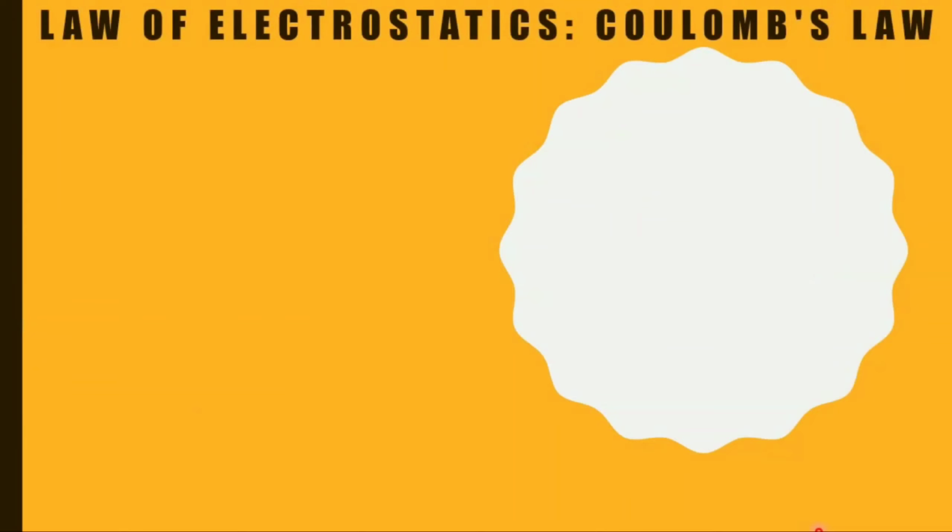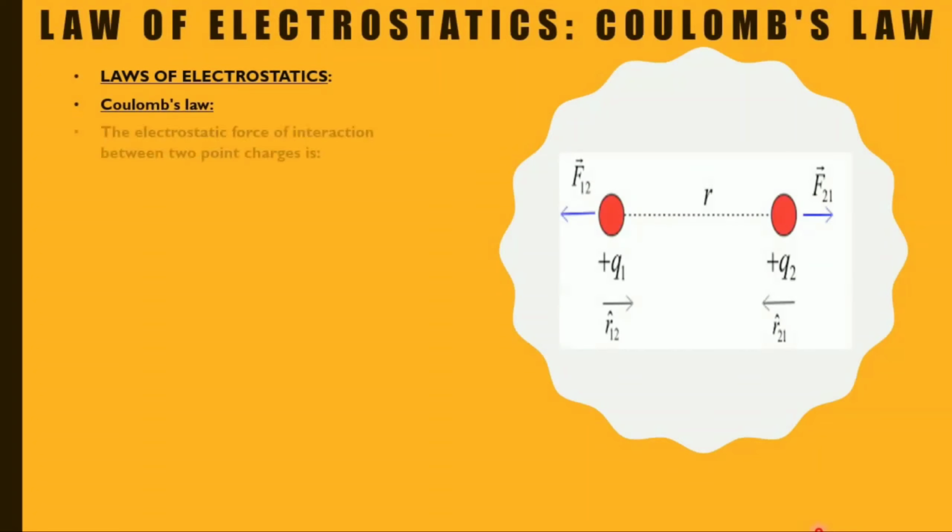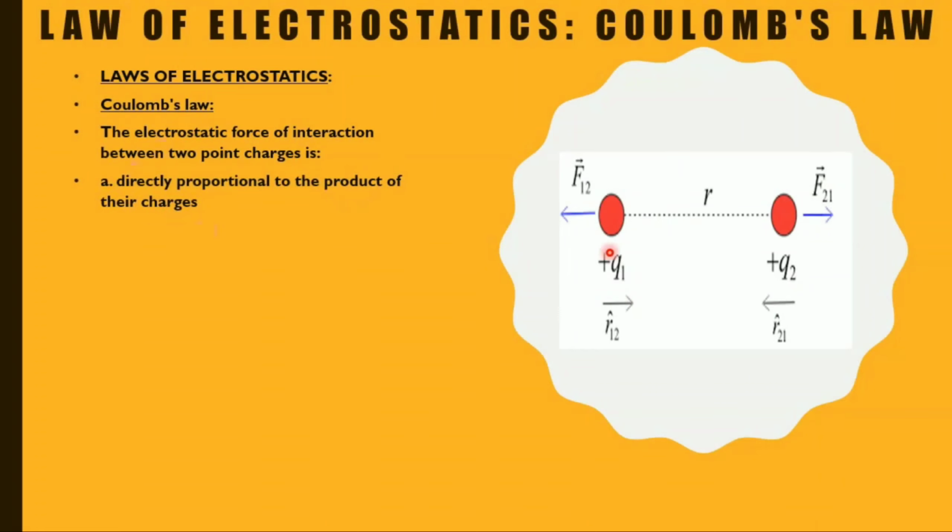So first of all is the law of electrostatics, that is Coulomb's law, which you have already known, but in this topic it is there, so it is my duty to make you understand with the diagram. Coulomb's law states that the electrostatic force of interaction between 2 point charges, one is Q1, another is Q2, is directly proportional to the product of their charges, that is Q1 and Q2.